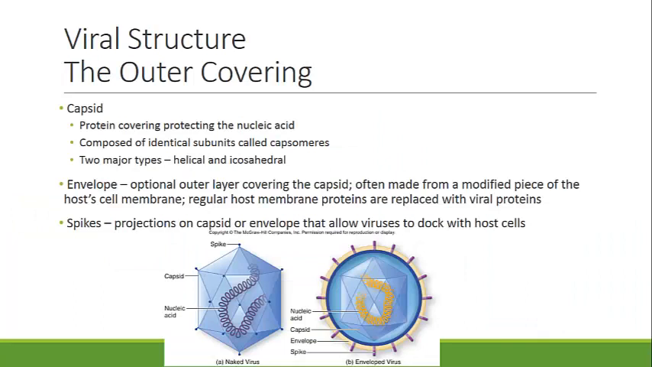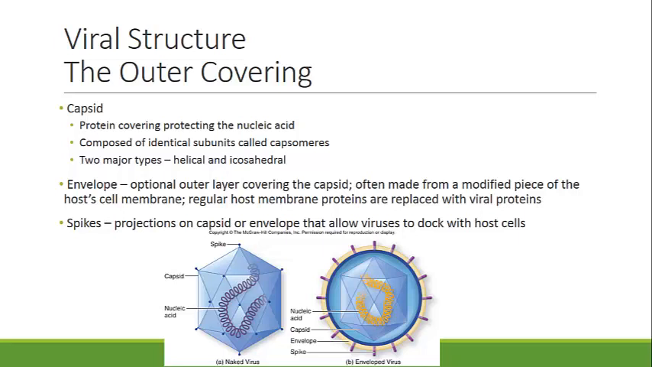So let's talk a little more about the outside covering, and let's start with the capsid. So the capsid is going to be that protein that is protecting the nucleic acid. It is composed of these identical subunits called capsomeres. And we have two major types based on the shape of the capsid, and those two types are helical and icosahedral. Now, an envelope is going to be an optional outer layer that covers the capsid. This isn't going to be seen in all viruses, just some viruses. The envelope is usually made from a modified piece of the host cell membrane, and it obtains that piece of the host cell membrane when it's leaving the host cell, and we'll see that in a few slides.